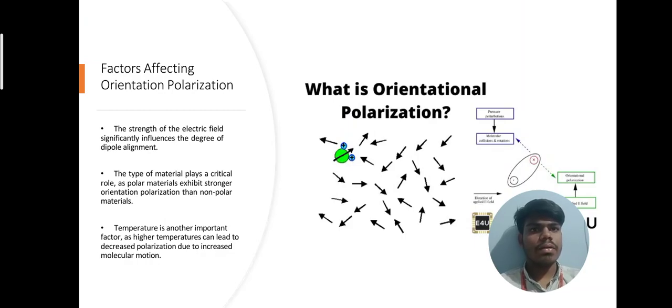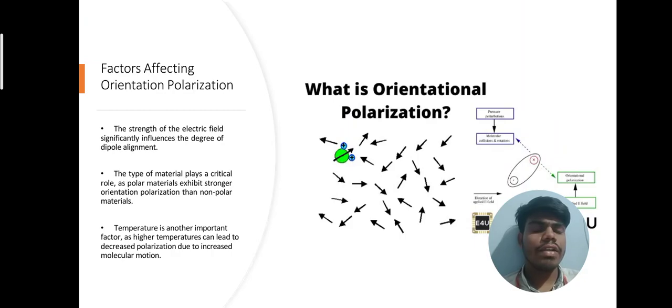Factors affecting orientation polarization. The strength of the electric field significantly influences the degree of dipole moment. The type of material plays a crucial role, as polar materials exhibit stronger orientation polarization than non-polar materials. Temperature is another important factor, as higher temperature can lead to decreased polarization due to increased molecular motion.